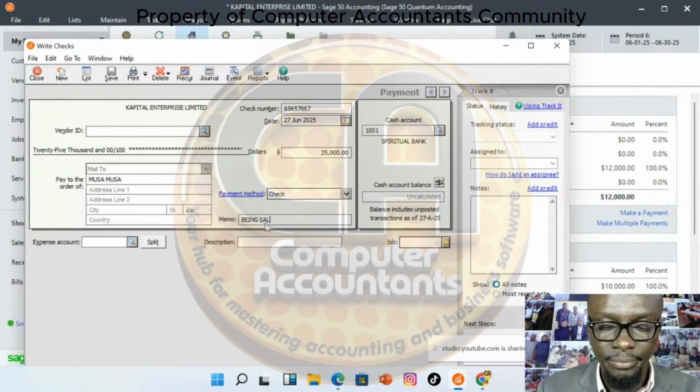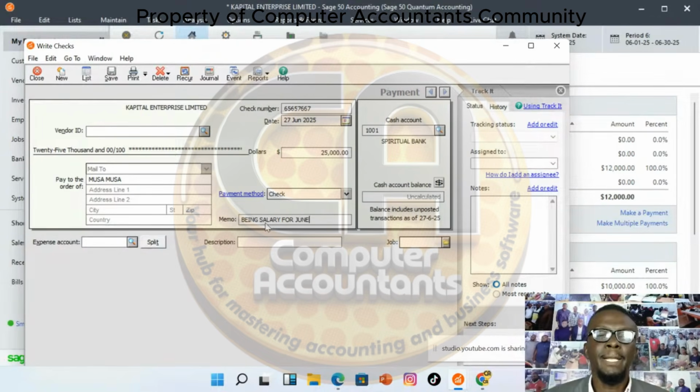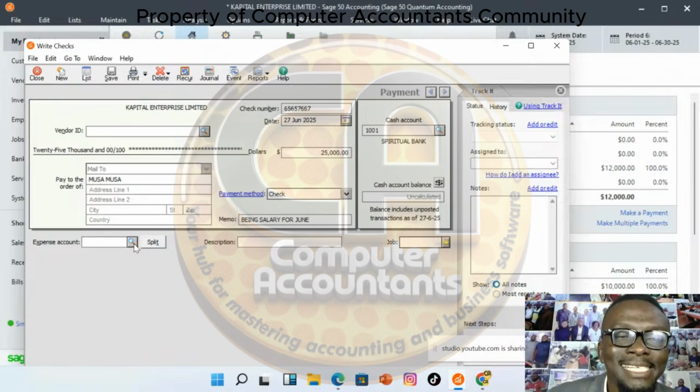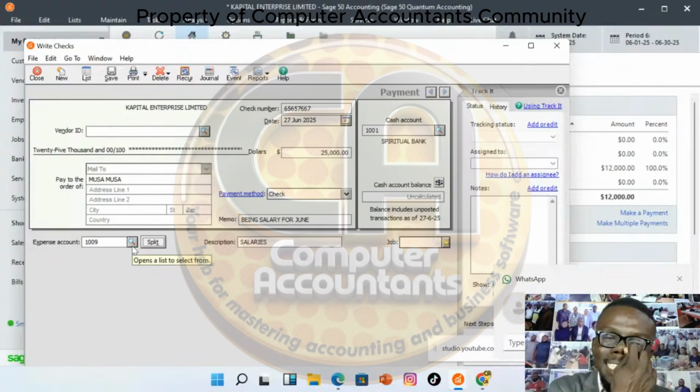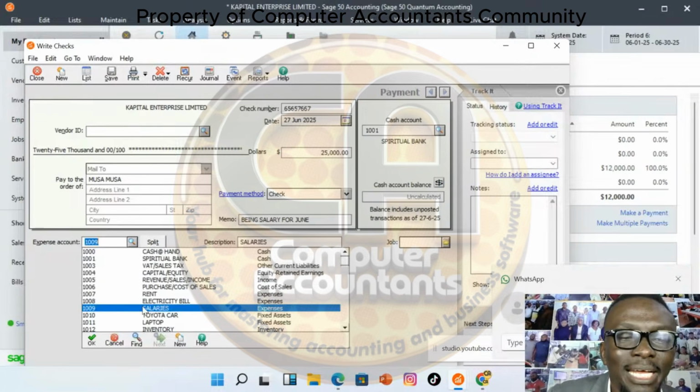Being salary for the month of, let's say, June. So, being salary for June, okay, then you now select the salary account where the money goes to. So the name of the staff, the date, the amount, the narration, and the salary account where that money goes to.